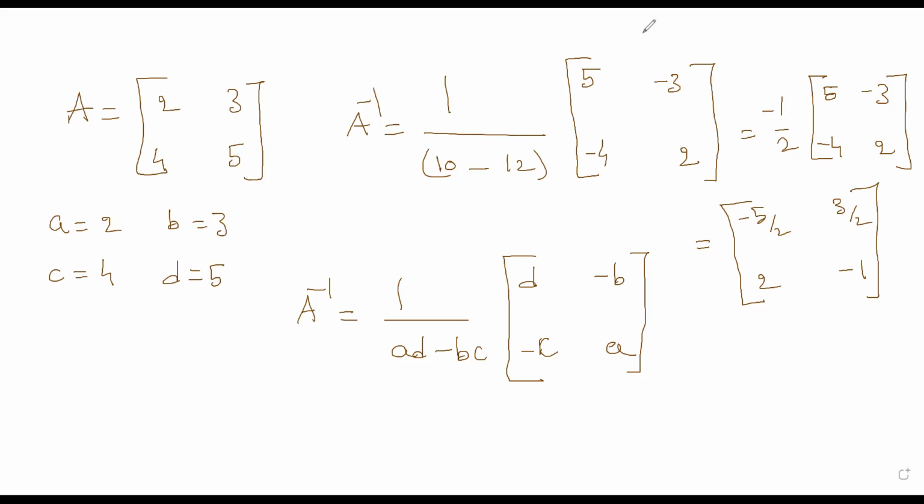Now, let's try. You give a try to this one. A is equal to 3, 2, 5, 7. Okay, give a try for this. Find A inverse. Apply this formula and get the A inverse. So it will be A inverse, 1 by.